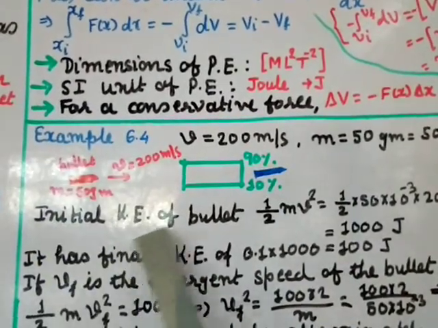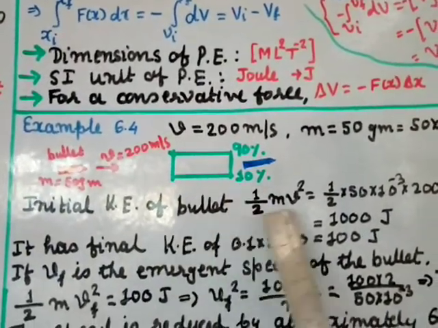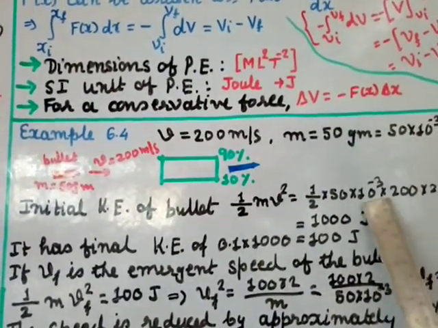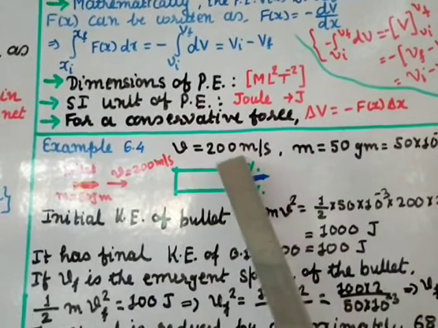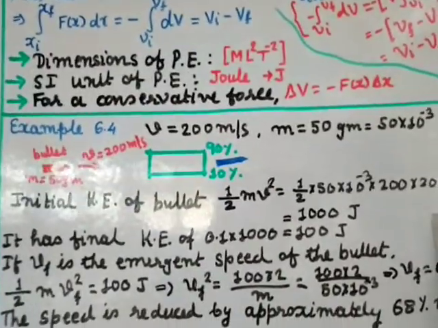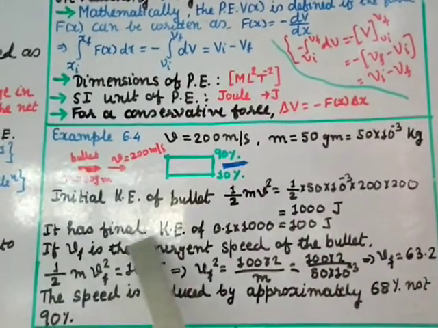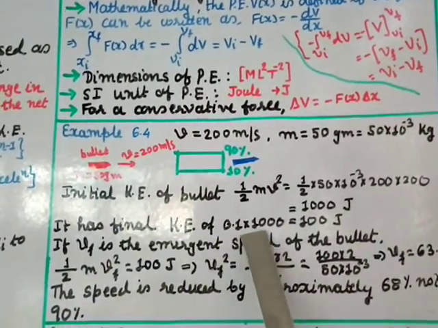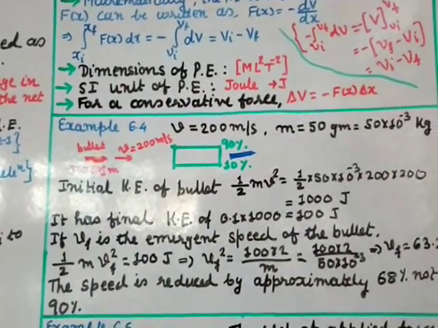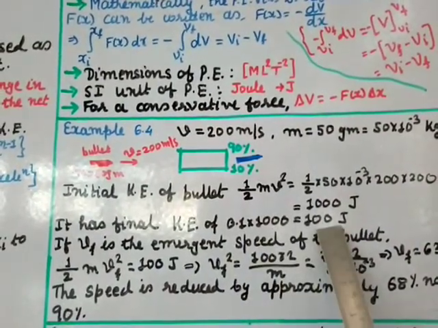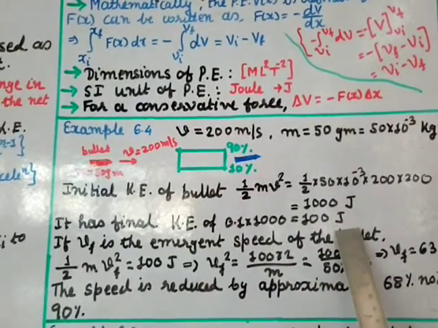Now the initial kinetic energy of the bullet is equal to 1 by 2 mv square, equal to 1 by 2 into the mass of the bullet, 50 into 10 power minus 3, into the velocity 200 into 200. If you simplify, you get 1000 joule. The final kinetic energy is 0.1 into 1000, because they have given 10%. So 0.1 into 1000 gives you 100 joule.